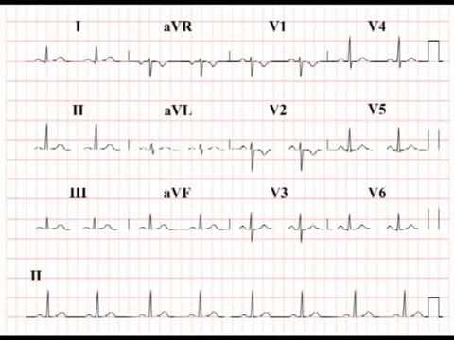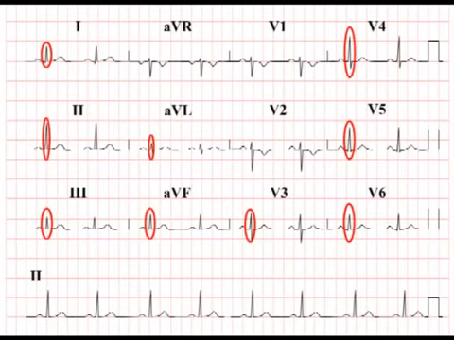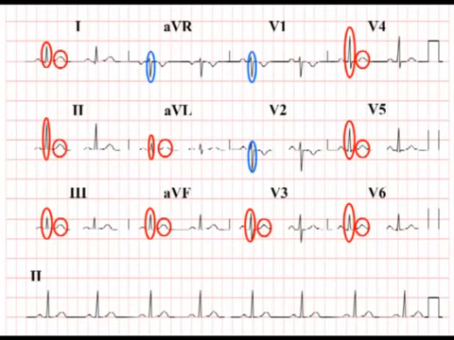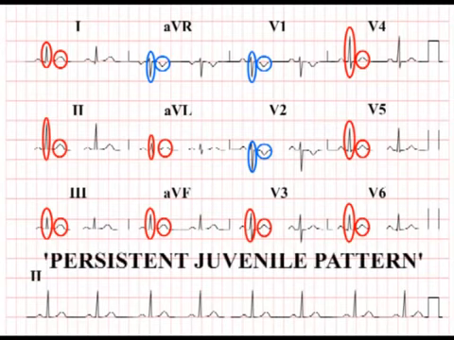Looking at this ECG, you will also notice the perfect concordance in all the leads between the T waves and the QRS complexes. Those leads with overall positive QRS complexes have upright T waves, while those with overall negative QRS complexes have inverted T waves. Such perfect concordance between QRS complexes and T waves is observed in children and healthy teenagers, and when seen in middle-aged subjects is often referred to as a persistent juvenile pattern.